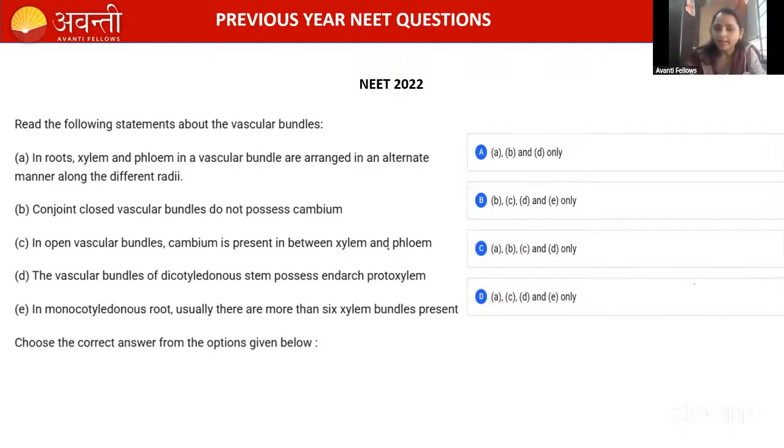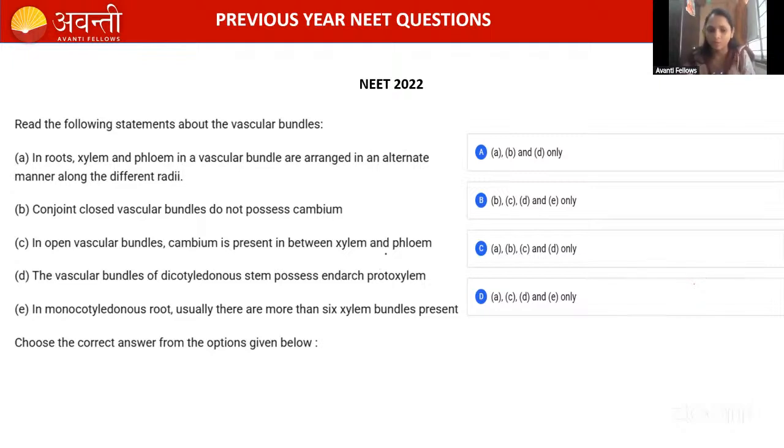Read the following statement about the vascular bundle. In the root, xylem and phloem in the vascular bundle are arranged in an alternate manner along the different radii. Alternately, they are arranged. Okay. The conjoint closed vascular bundle does not possess the cambium.